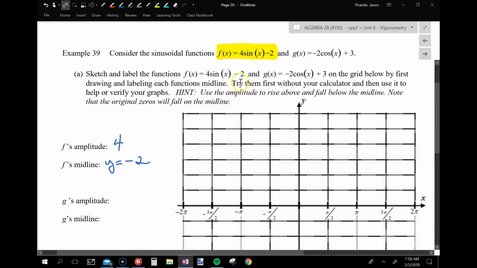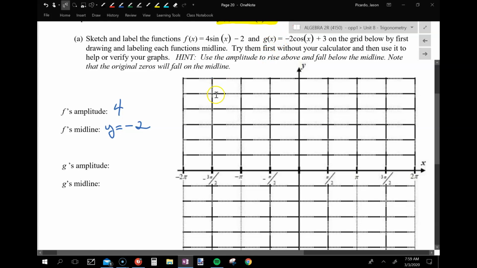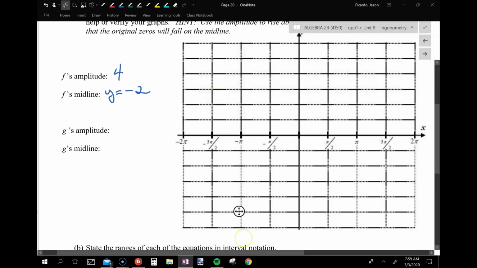So if I wanted to graph this curve, I can do it one of two ways. I can do what I did on the previous problem, which is to just graph sine, then multiply it by 4, and then shift it. That's a 3-step process. If I didn't want to go about that 3-step process, what I could do is this. I could graph my midline. So here's my midline.